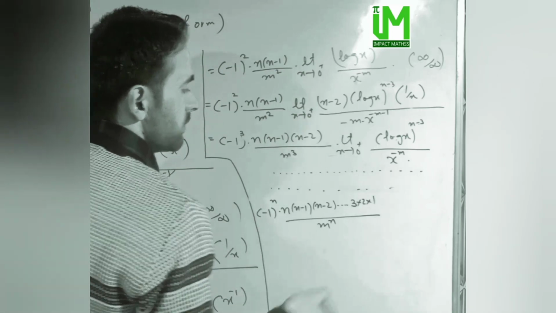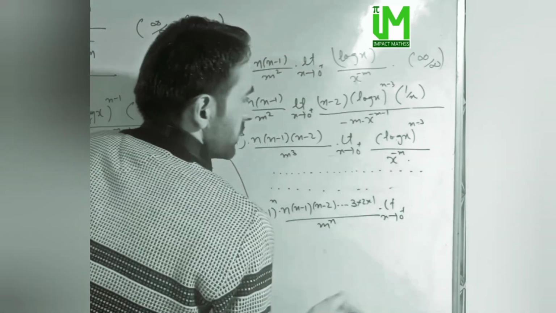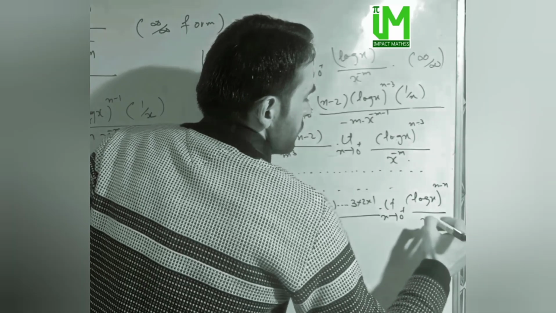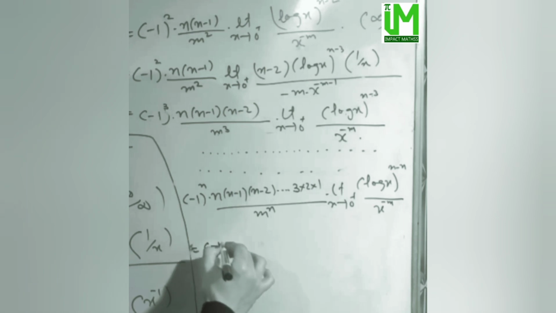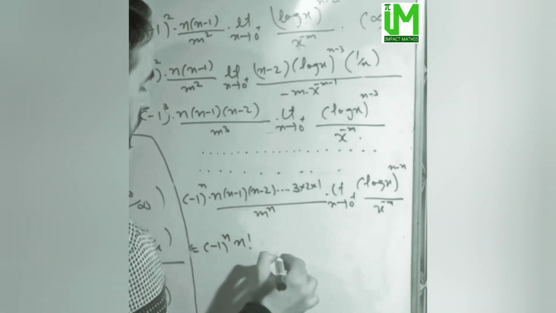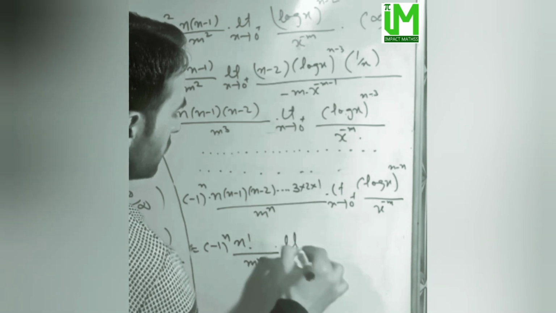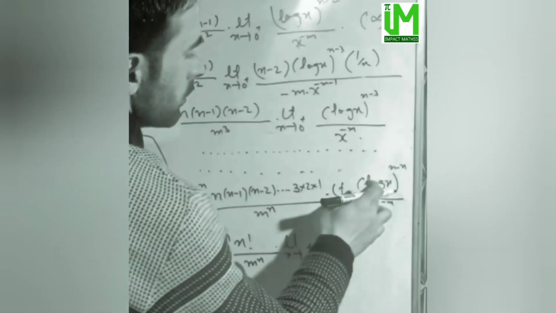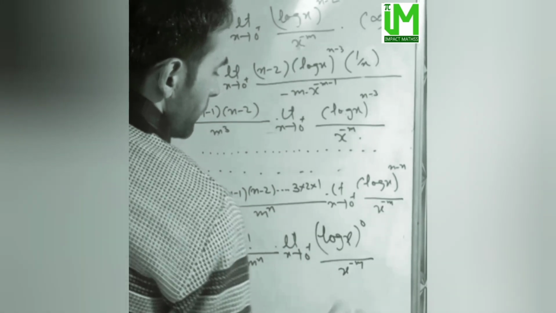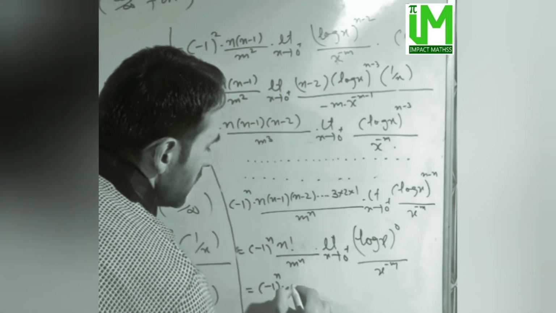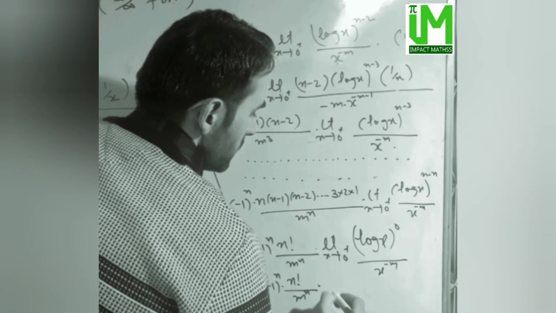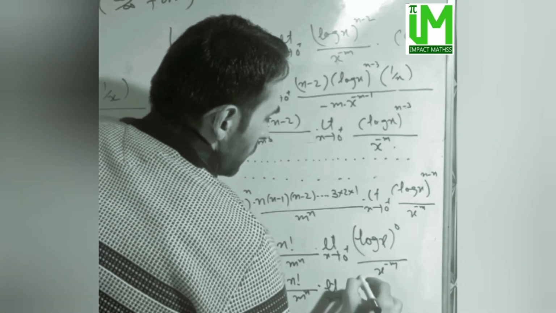we will be obtaining m raised power n into limit x approaches to 0 from the right, so log of x raised power n minus 3, so it will be n minus n divided by x raised to power minus m, so which is minus 1 raised to power n into n minus 1 n minus 2 up to 3 into 2 into 1, which will be n factorial divided by m raised to power n into limit x approaches to 0 from the right, so log of x raised power n minus n, so it will be log of x raised to power 0 divided by x raised to power minus m, which will be minus 1 raised to power n into n factorial divided by m raised to power n, so log of x raised power 0, which will be 1, so it will be limit x approaches to 0 from the right 1 divided by x raised to power minus n.